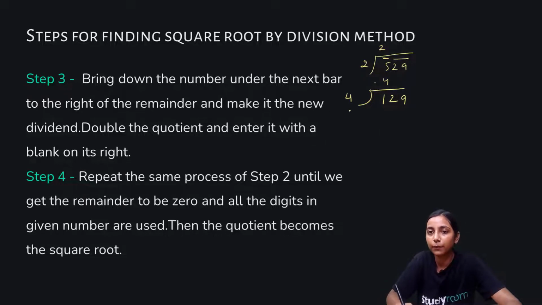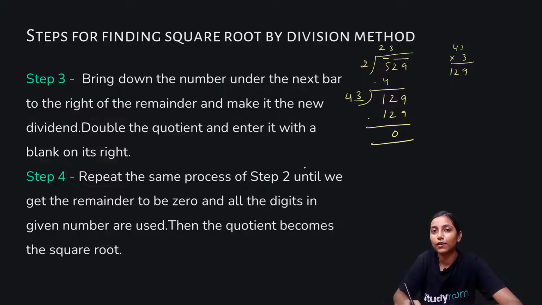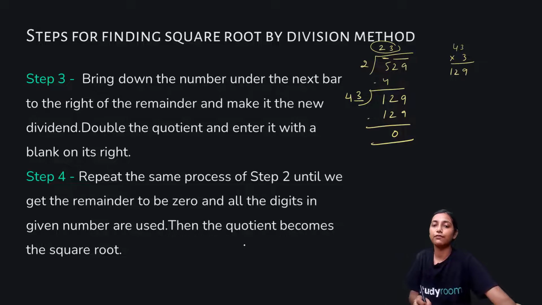So now think of a number for the blank. Just say we have 43. Then 43 times 3 will be 129: 3 threes are 9, and 3 fours are 12. Yes, we are getting 129. So what are we going to write here? 3. If we write 3 here, we write 3 here too. We get 129, and when we divide, we get a remainder of 0. So what is the square root? The quotient. Our quotient becomes our square root. So by this long division method, we have found the square root of 529, and it is 23.